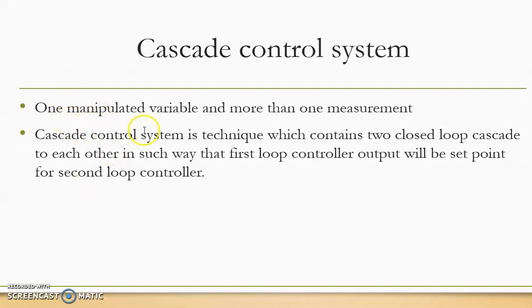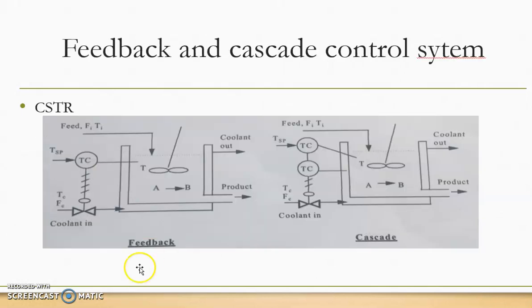Cascade control system has one manipulated variable and more than one measurement. It is a technique which contains two closed loops cascaded to each other in such a way that the first loop controller output will be the set point for the second loop controller. We will learn the cascade control system and compare it with the normal feedback control system using the example of a CSTR.